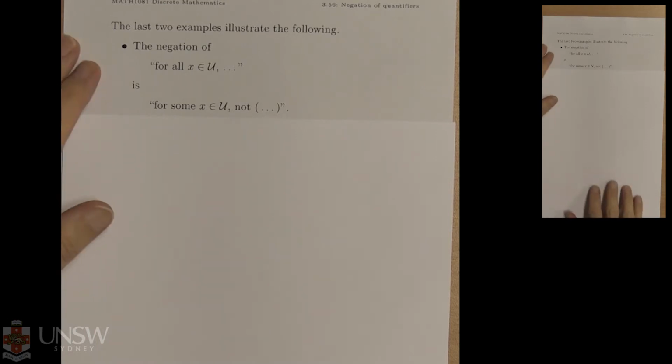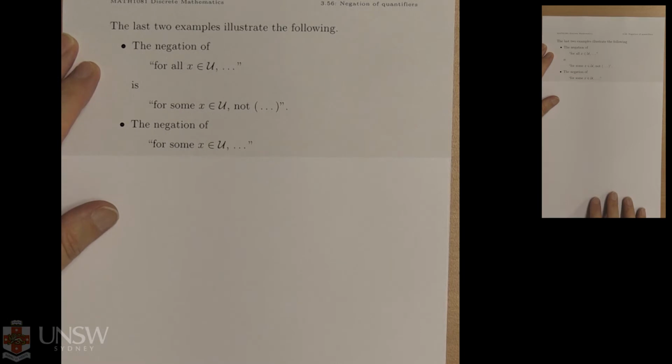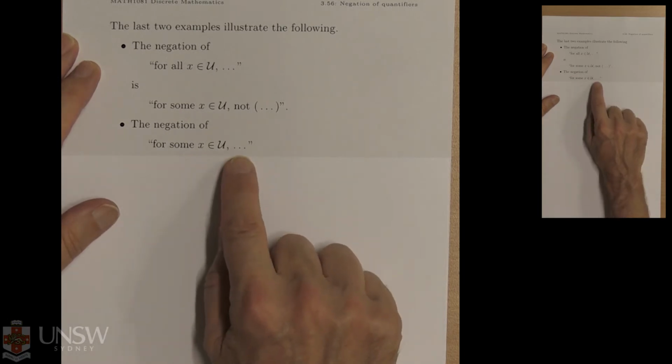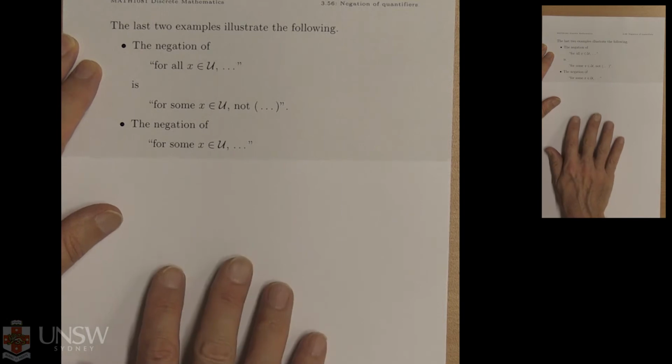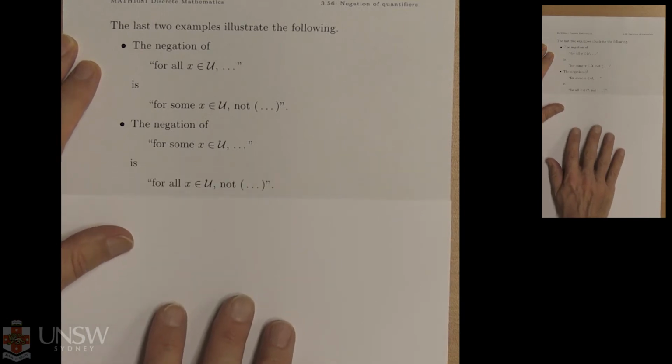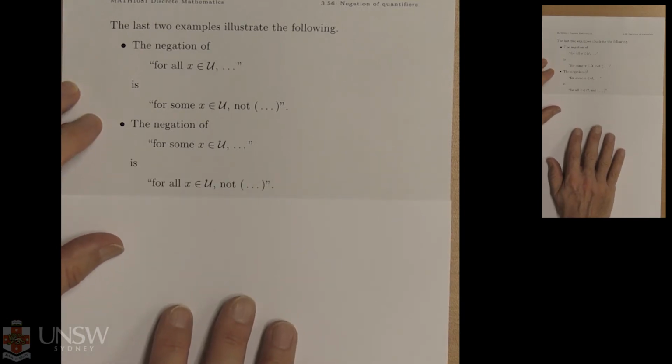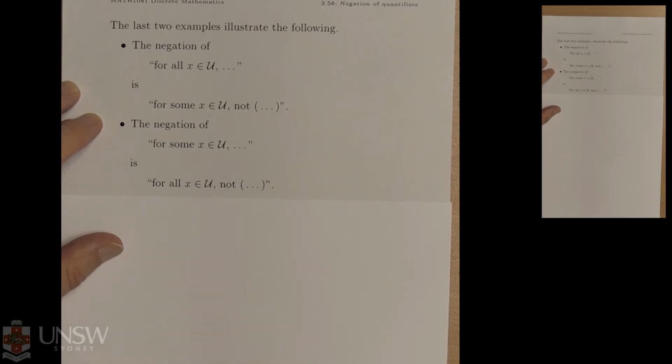Likewise, if I have a some statement, for some x in U, some property holds. Again, the dots are just a property. I don't care what they are. If I'm saying that's false, I'm saying that for every x, the property fails to hold. More formally, for all x in the universal set, not whatever that property might be.